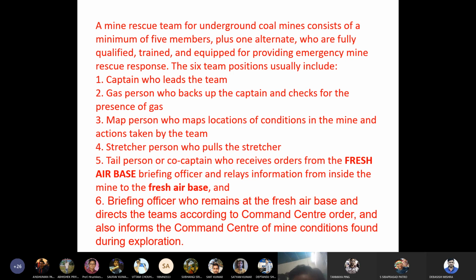Second person who backs up the captain and checks for the presence of gas. Third person is the mapper who maps, and fourth person is called pulls. The fifth person is the tail person or co-team who receives orders from the fresh air briefing officer and relays it from inside the mine to the fresh air base.